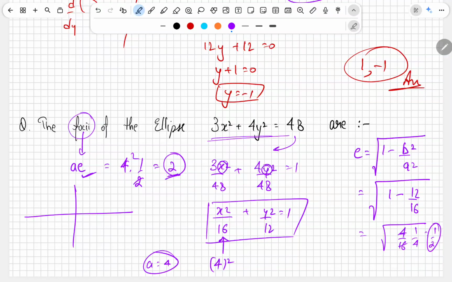From this equation we know center is at 0 comma 0. So in this ellipse the foci are going to be at a distance of 2 on the right hand side, that is on the x axis, which will be 2 comma 0, and a distance of 2 on the left hand side, on the negative x axis, so it will be minus 2 comma 0. So the answer is going to be plus minus 2 comma 0.